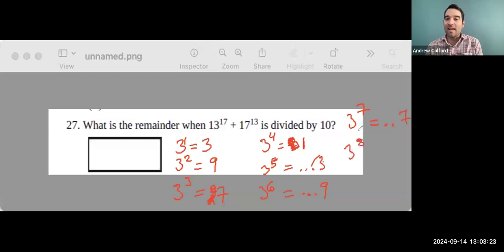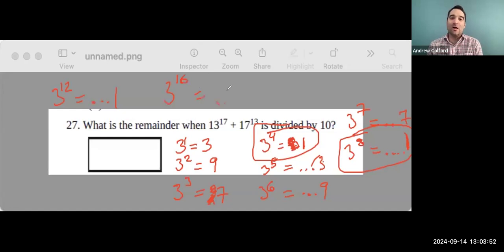3 to the 7, 3 to the 8, multiply that by 3, ends in a 1. So it's a cycle of 4 numbers, right? 3, 9, 7, 1, that's 4. So 3 to the 4 is going to end in a 1. 3 to the 8 is going to end with a 1. If I scale this up, I know that 3 to the 12 is going to end in a 1. And 3 to the 16 is going to end in a 1.